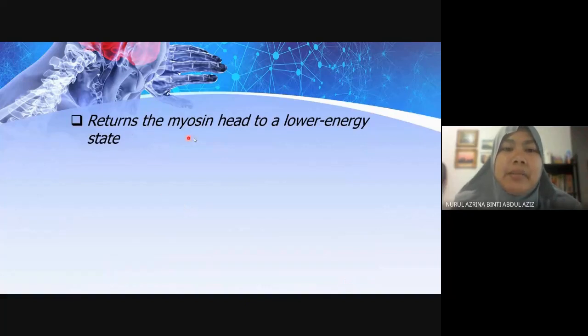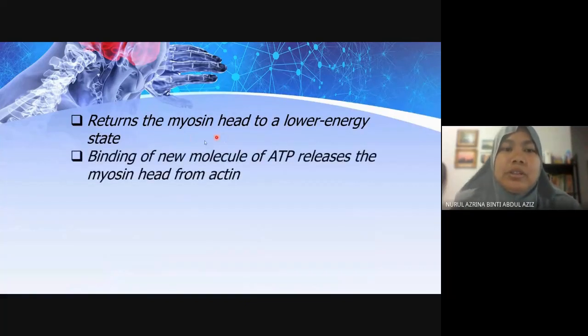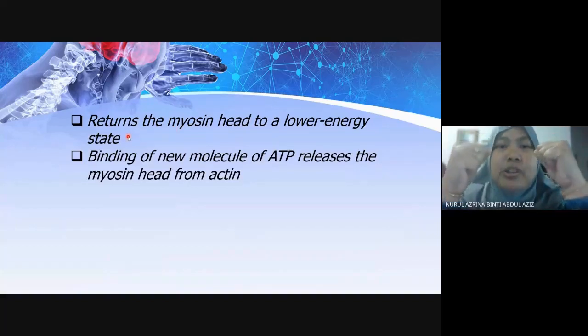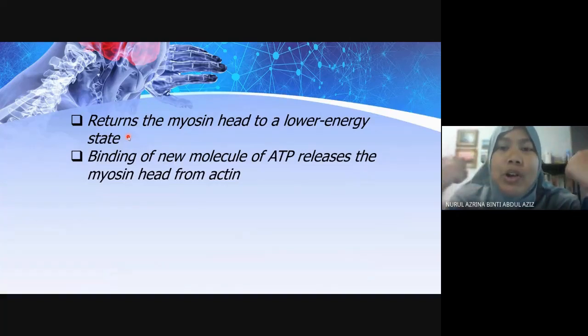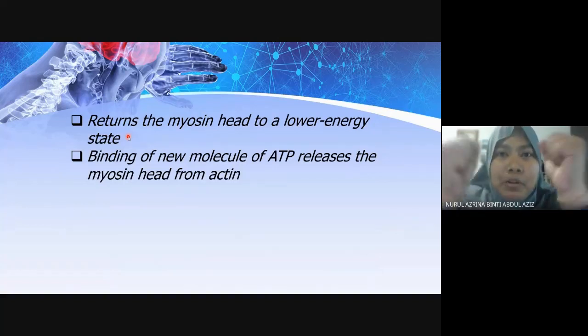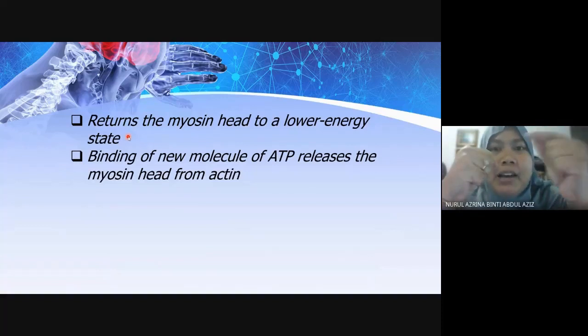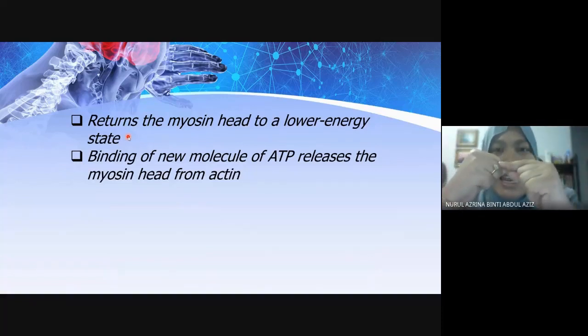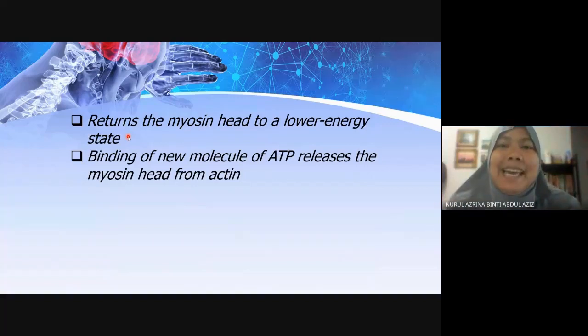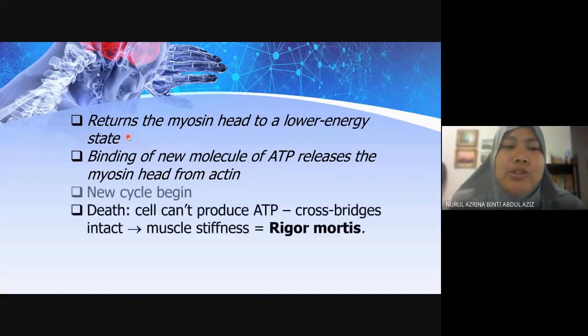The return of the myosin head to the low energy configuration. So tadi bila dah power stroke macam tu, the myosin head returns to its lower energy configuration by binding of a new molecule of ATP. So it releases the myosin head from actin. So bila dah power stroke macam ni tadi, new ATP binds to the head, myosin head, and what happens? Remember, bila kepala tu ada ATP, so dia terus jadi macam berat. So the myosin head then releases from the actin and the cycle continues. So the cycle continues. Okay, right.